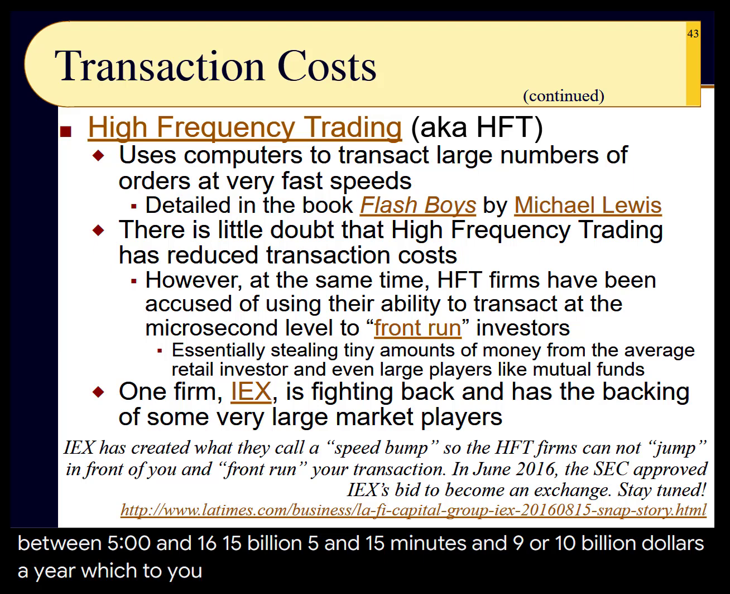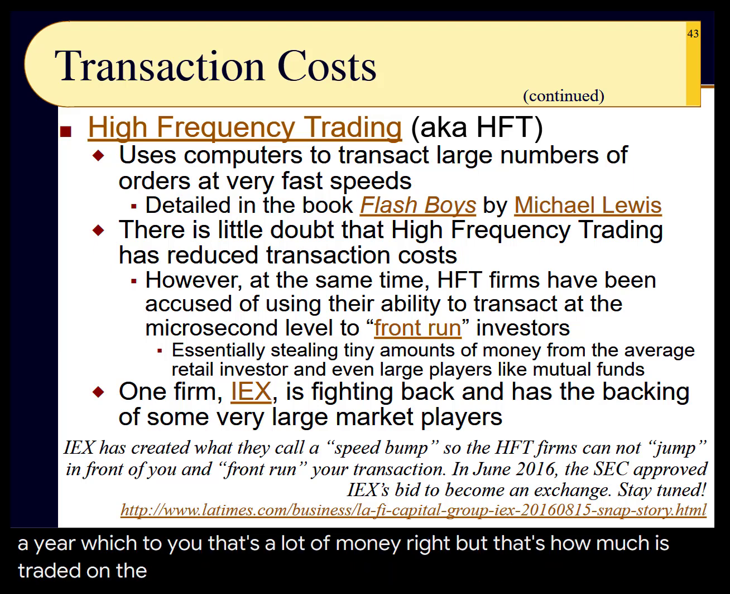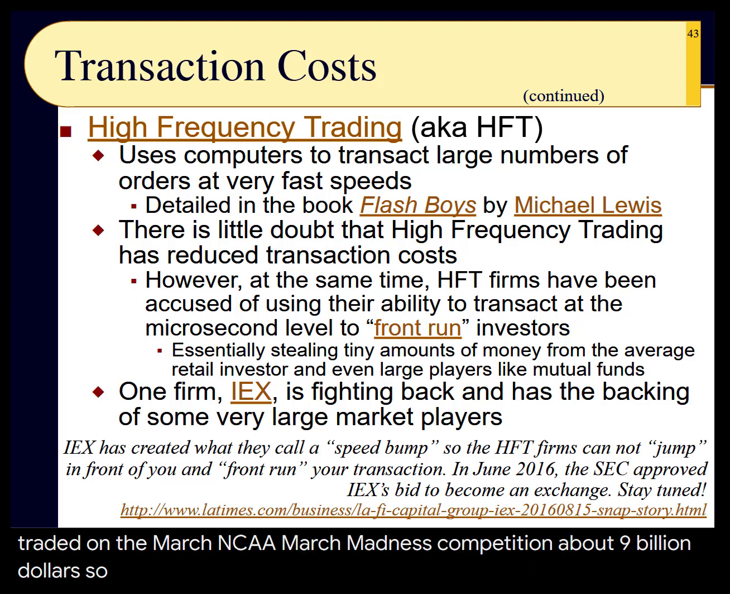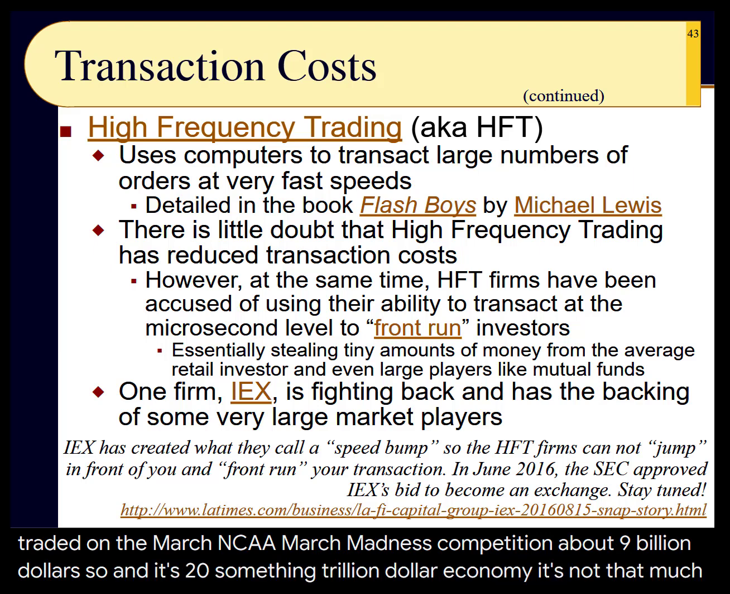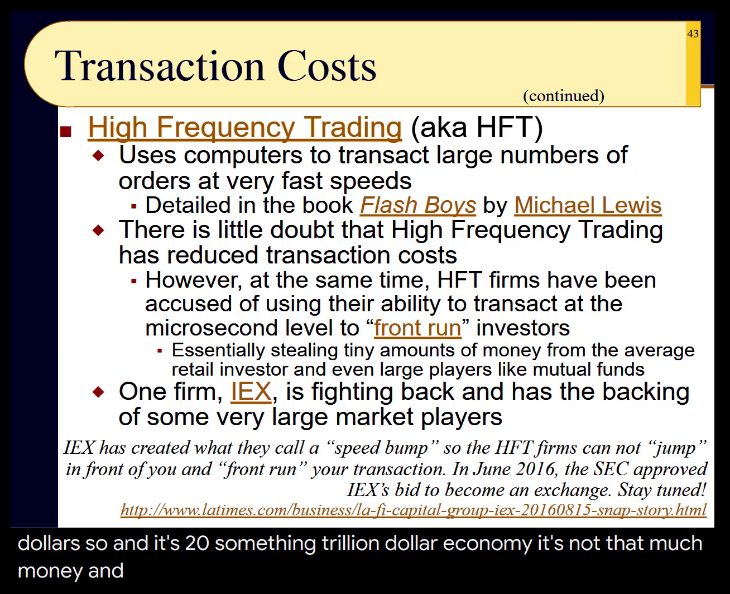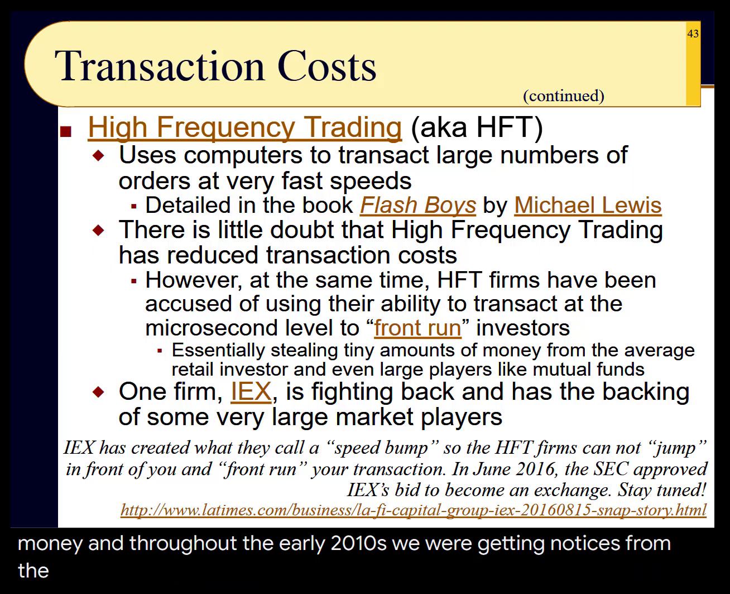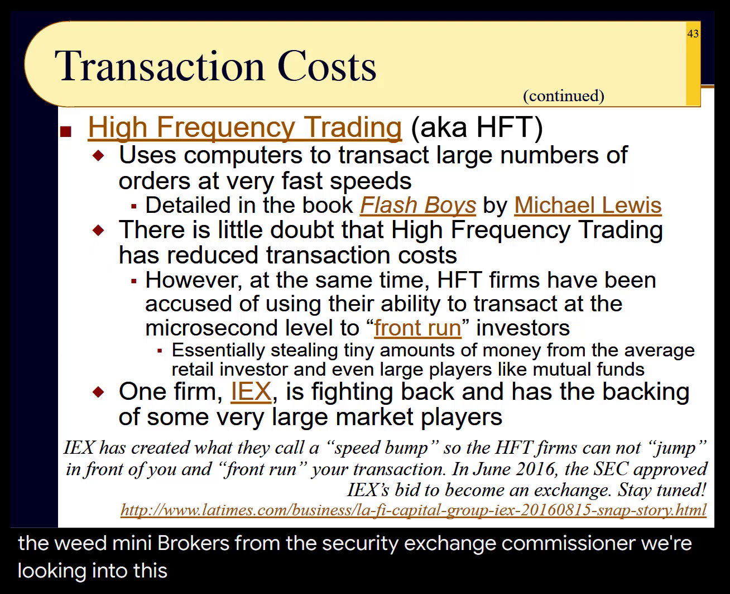Which to you, that's a lot of money, right? But that's how much is traded on the March NCAA March Madness competition, about $9 billion. So in a 20-some trillion dollar economy, it's not that much money. And throughout the early 2010s, we were getting notices, we meaning brokers, from the Securities and Exchange Commission. We're looking into this. We're on top of it. And then all of a sudden they went silent.